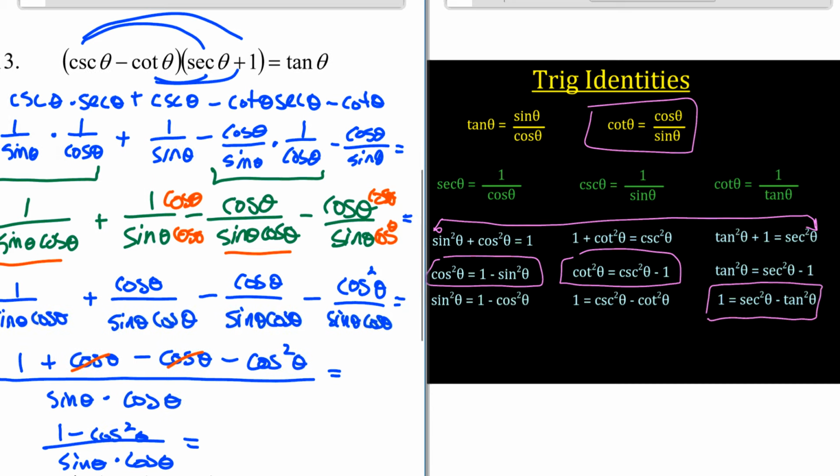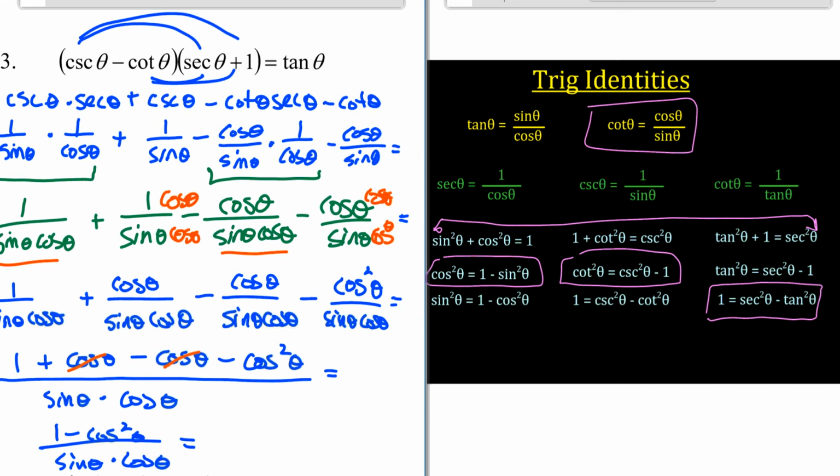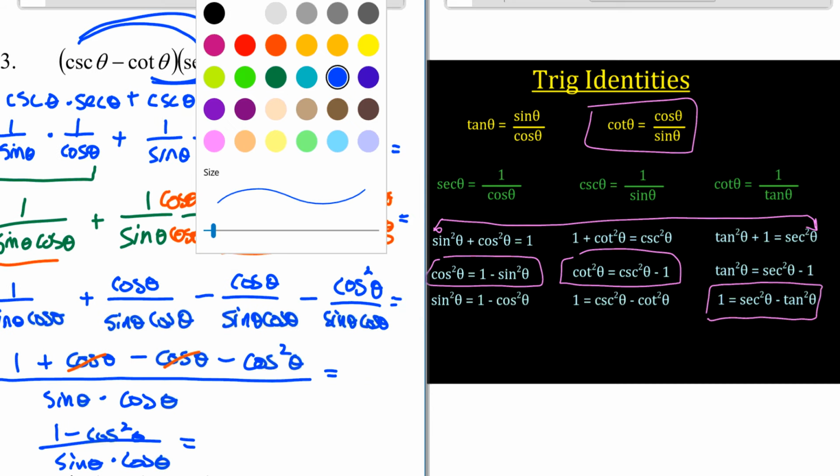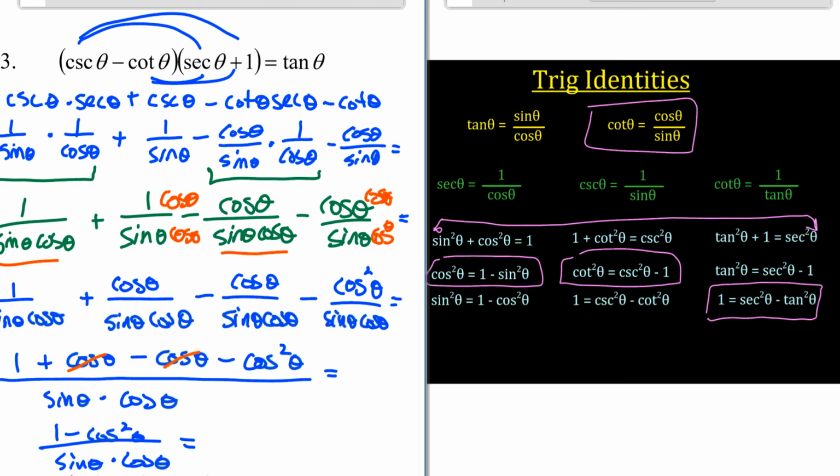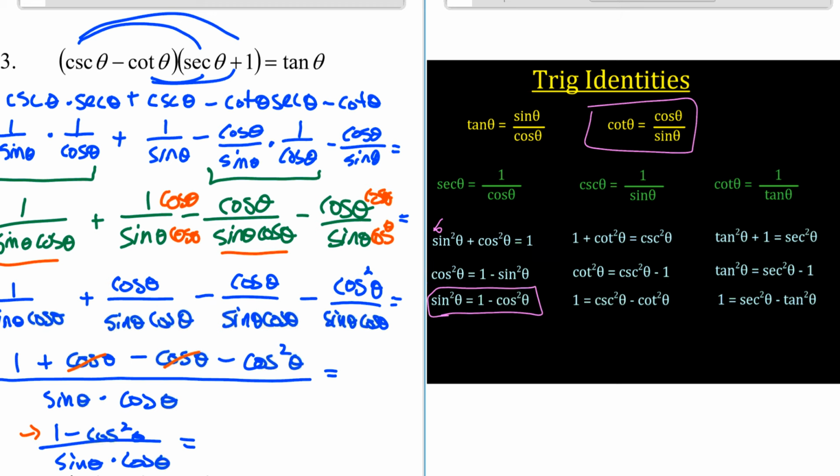And then I'm just going to write the next step. I'll switch colors so you can see that. I'll write the next step next to it. 1 minus cosine squared theta is right here. I've got a big mess working here. Let me get rid of this stuff. There we go. So 1 minus cosine squared is sine squared. So this is sine squared theta over sine theta cosine theta.